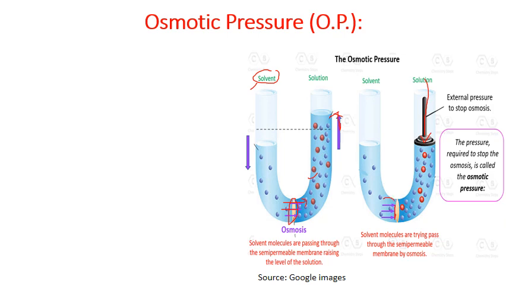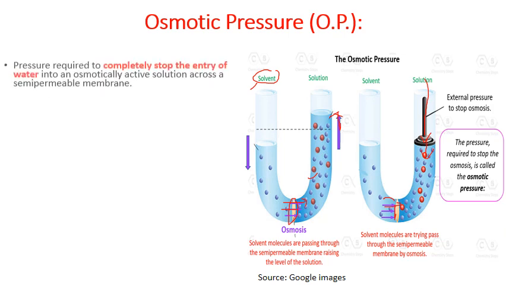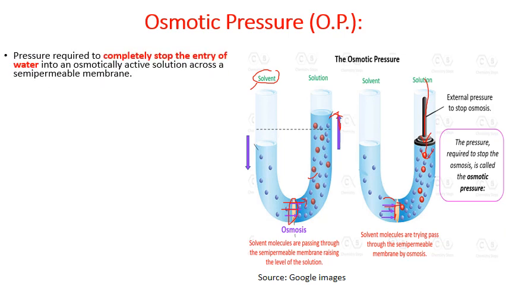So this amount of pressure which is applied to stop the process of osmosis, or this movement of water through a semi-permeable membrane, is known as osmotic pressure. So this is the pressure required to completely stop the entry of water. The pressure needed to stop the entry of water into an osmotically active solution across the semi-permeable membrane is known as osmotic pressure.